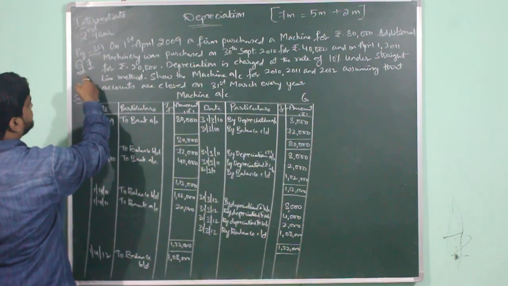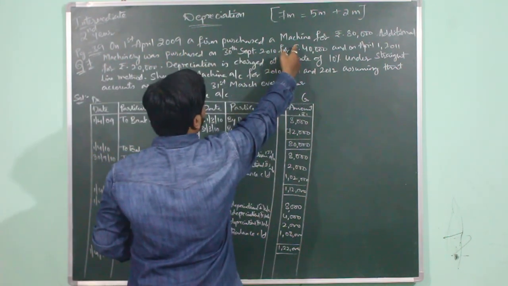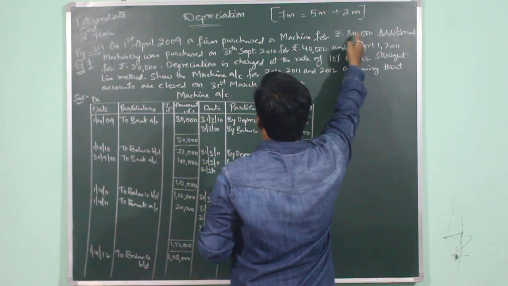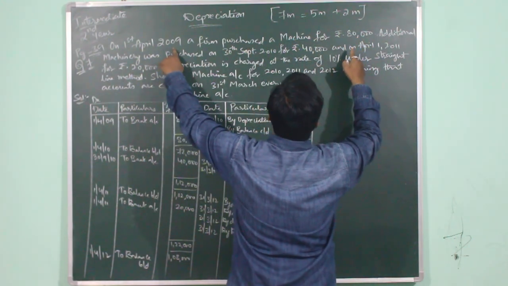Page number 39, question number 7. On 1st April 2009, a firm purchased a machine for rupees 80,000. So a business firm is purchasing a machine for rupees 80,000 on 1st April 2009.